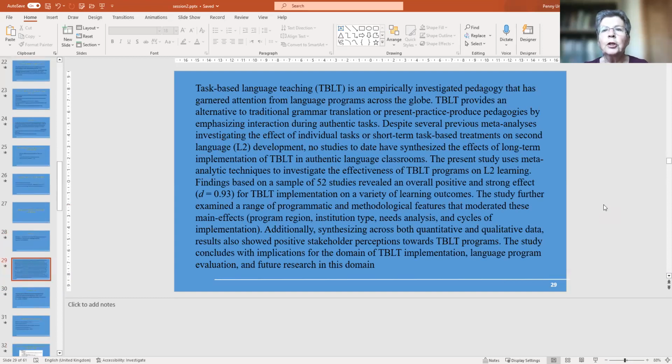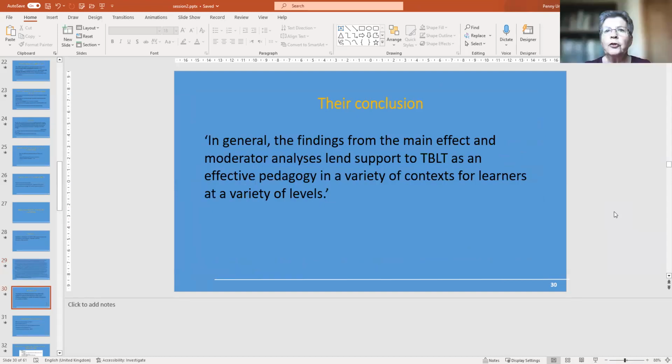And this is their abstract. So I'll give you a moment just to look through that. And of course, I've uploaded the full article to the Dropbox folder, so if you want to have a look at it, you can. And this is their conclusion.